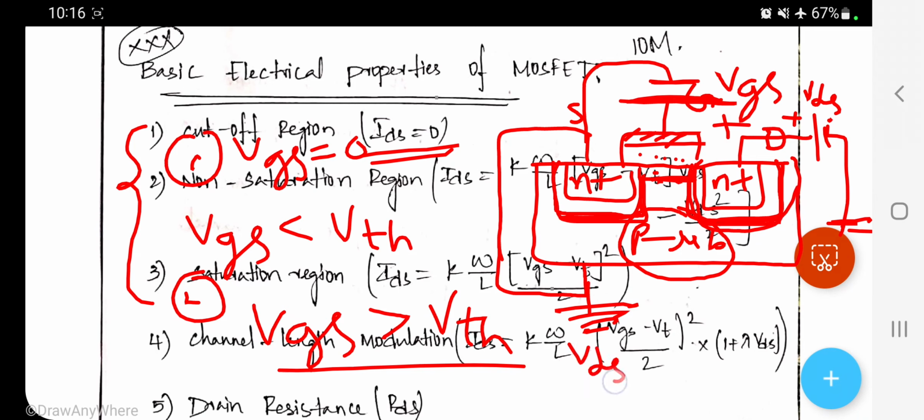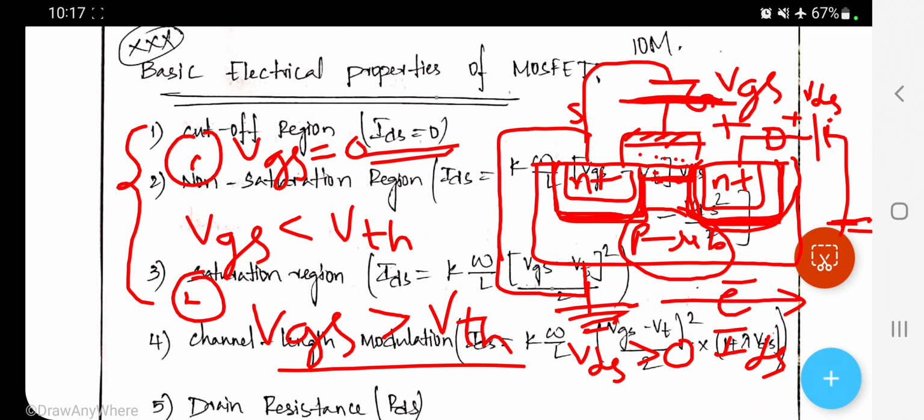And with VDS applied in the second region of operation greater than 0, electrons start moving towards the drain, and we get the conventional current flow as IDS. IDS comes into the picture. Electrons move from source to drain and we get the current IDS. In cutoff region IDS is equal to 0.